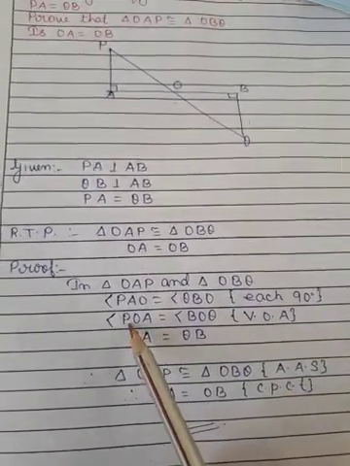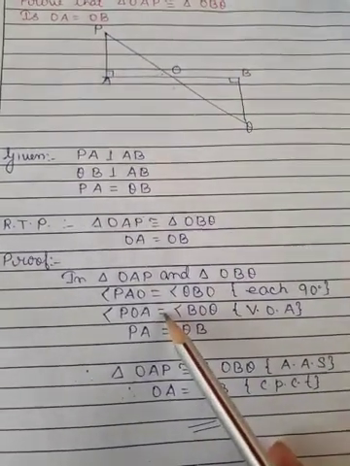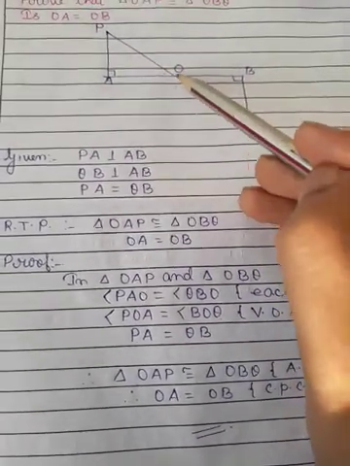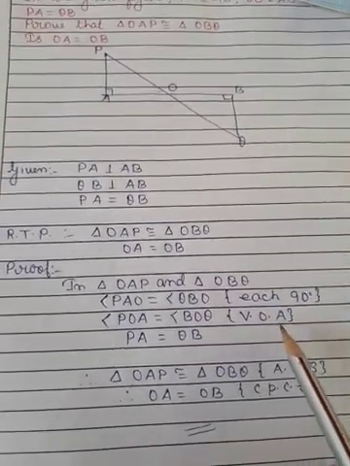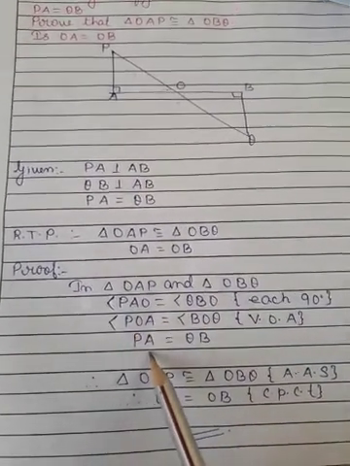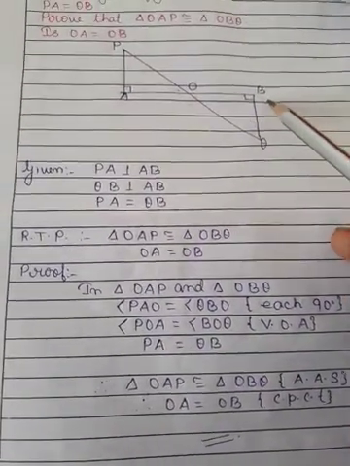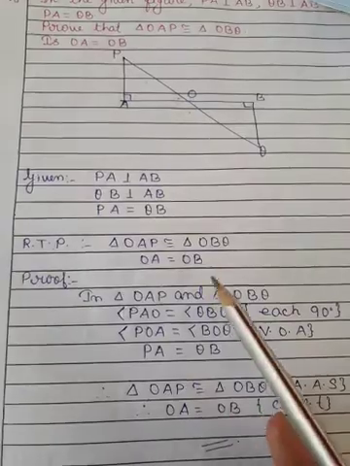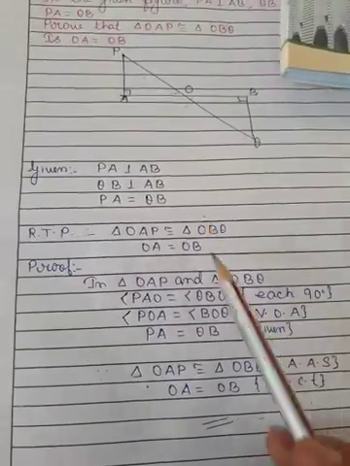Then angle POA equals angle BOQ. Now why are these two equal? Because they are vertically opposite angles. As I have told you, vertically opposite angles are equal. So two things we got, one more thing we require, and it is PA equals QB. Now why PA equal to QB? Because it is given in the question.